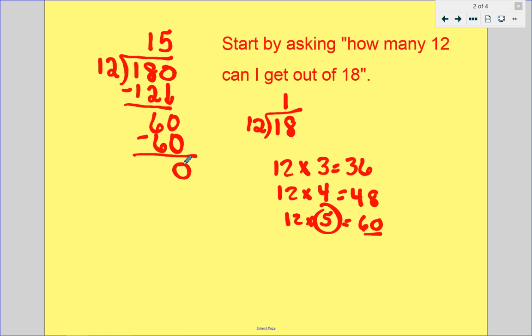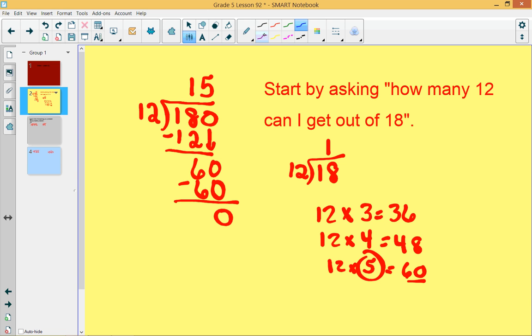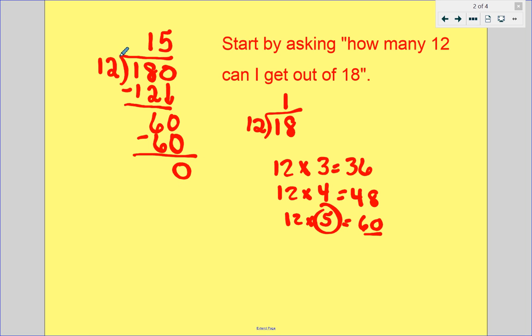We want to start looking at checking our answers too. So let's go back and check our answer using multiplication. So I have 15 times 12. 2 times 5 is 10, carry my 1. 2 times 1 is 2, plus 1 is 3. I'm done with that 1. I'm done with that 2.